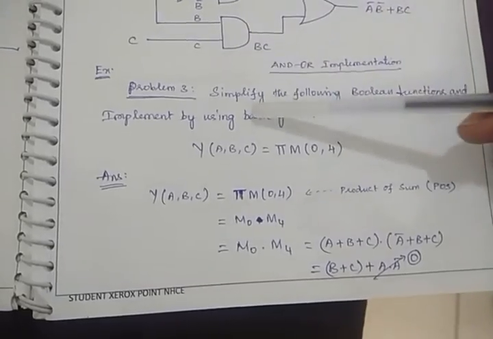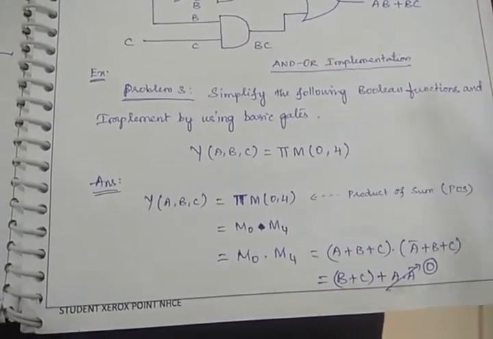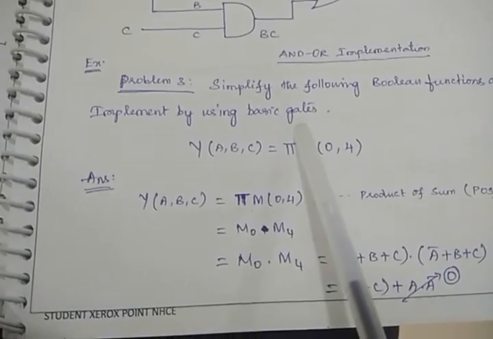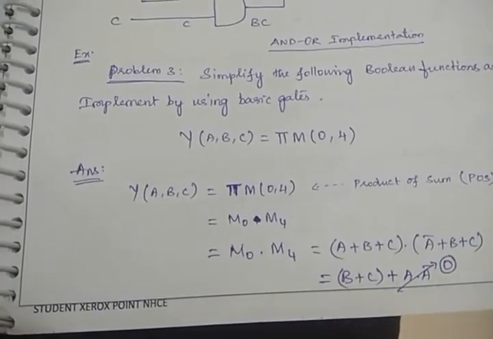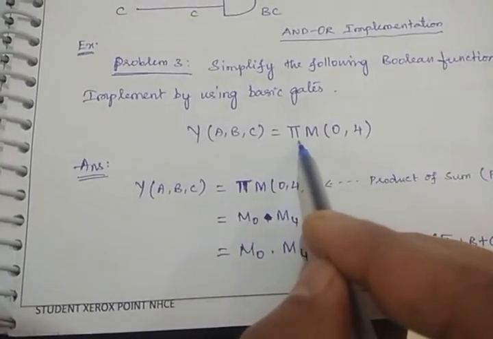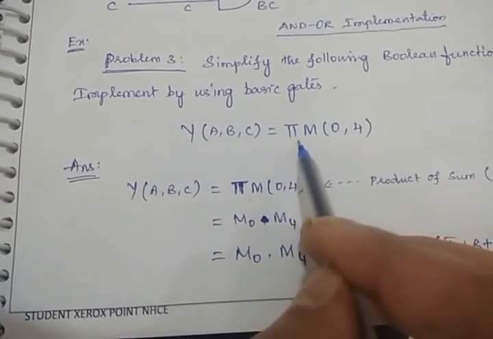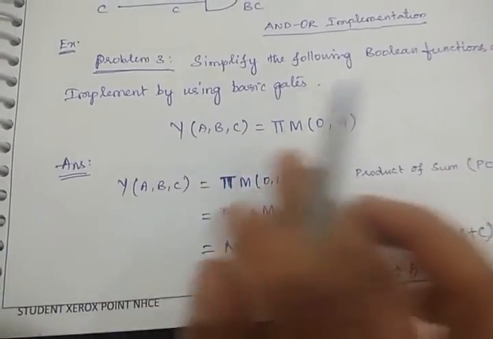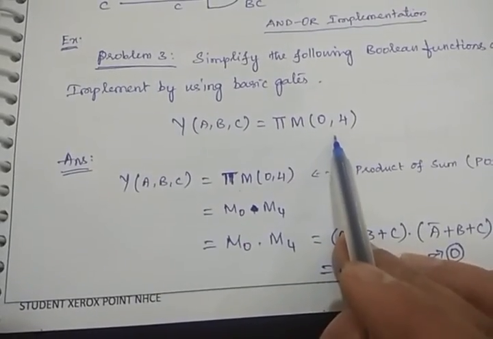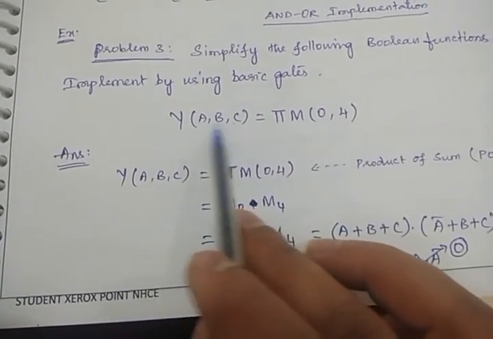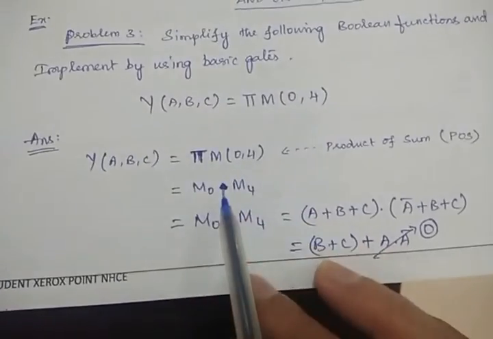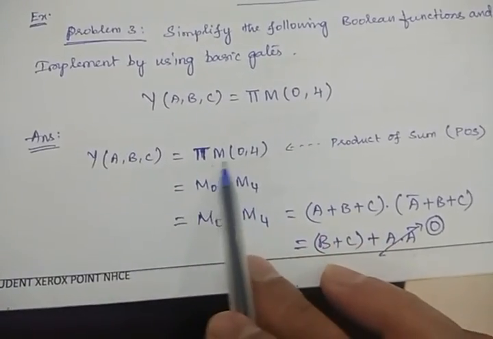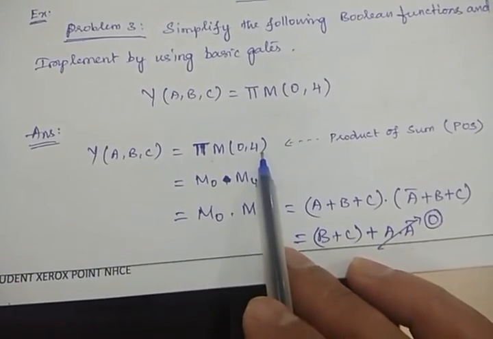We'll see the product of sums basic problem. Simplify the Boolean function and implement by using basic gates. See here, from this symbol we understand that this is the POS form, right? And capital M indicates that it is a max term, right? So this is the expression given, and from this we understand that there are 3 variables. So we need to write a 3 variable expression, and M of 0, 4 is given.